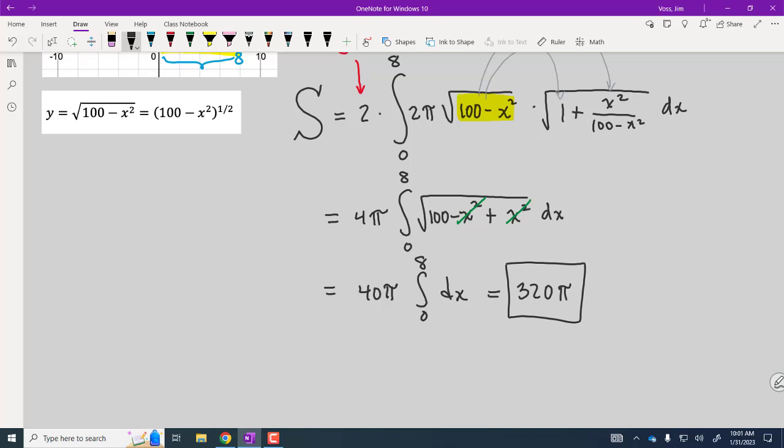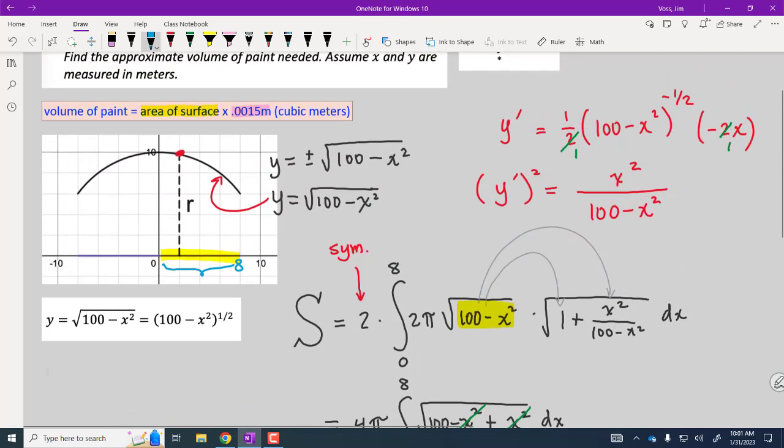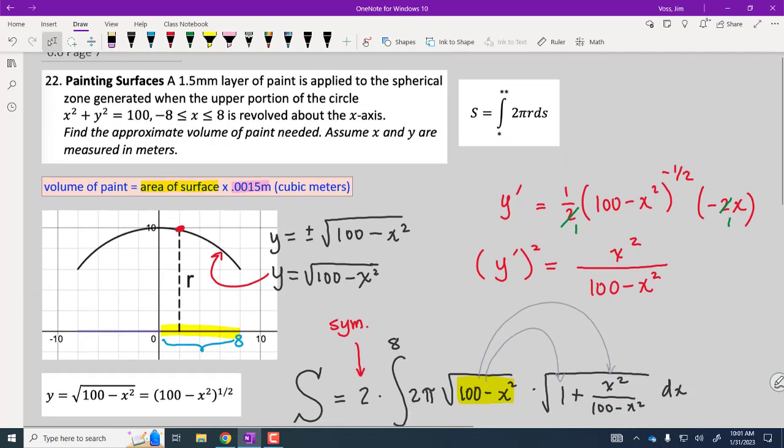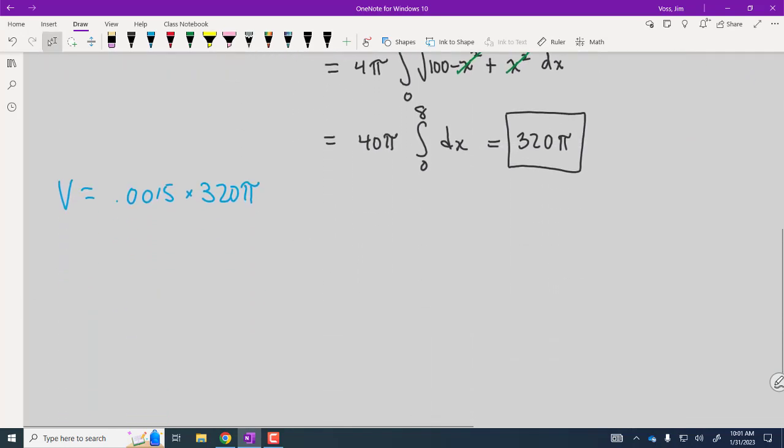So that is the first part. Now they did the application thing here. So to finish it off, the volume will be 0.0015 multiplied by this. So type that into your calculator, and whatever they say to round it to, we would round it to. Is it 0.48 pi meters cubed? 0.48 pi meters cubed. Thank you.